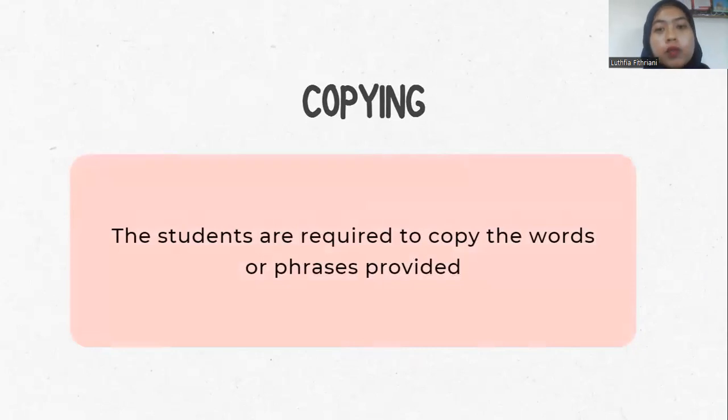The fourth type of limited response in testing writing is copying. In this test, the teacher will provide some words or phrases, and the students are required to copy the words or phrases provided.